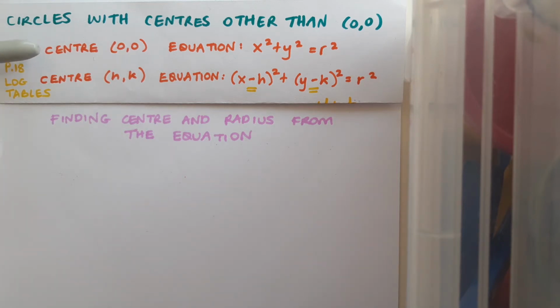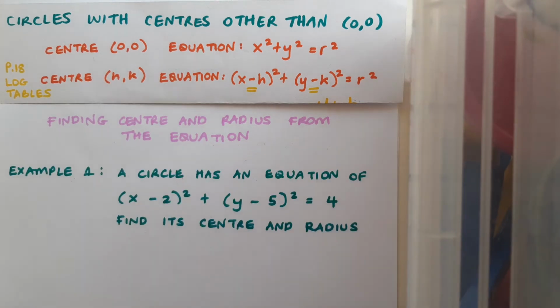If it's got a centre at 0, 0, it's x squared plus y squared equals r squared. That's not in the log tables. And if we have a centre h, k, the equation is (x minus h) squared plus (y minus k) squared equals r squared. In both cases, r stands for radius. And the second formula is available on page 18 of your log tables.